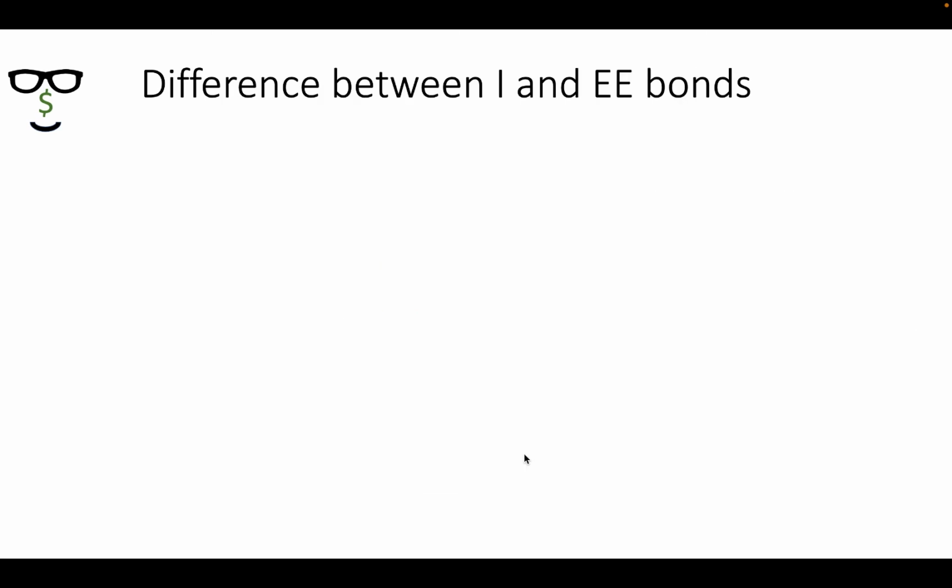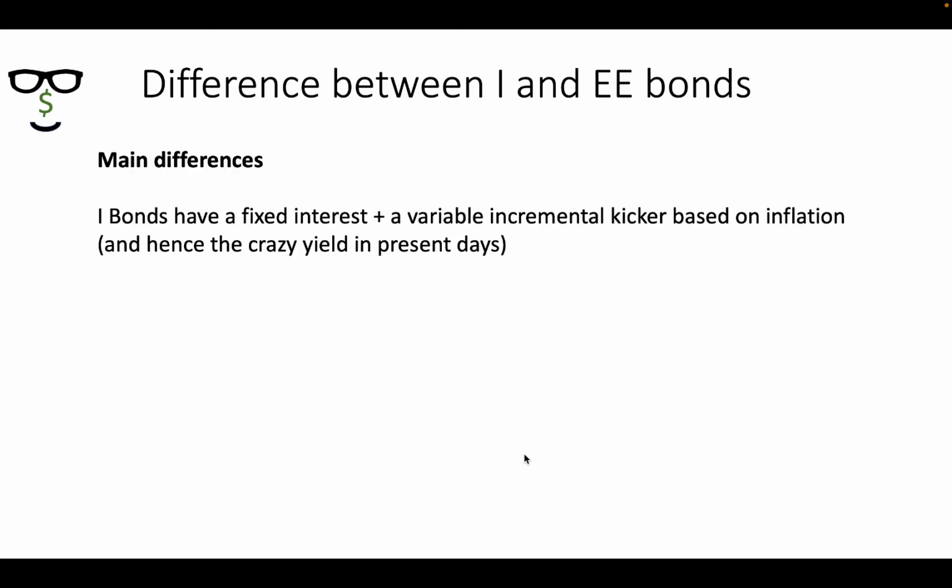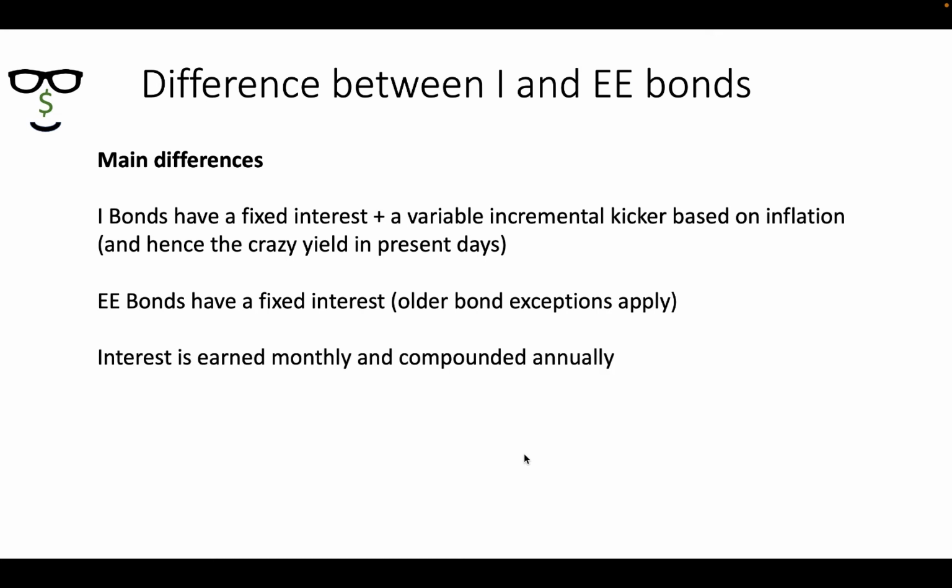We talked about two kinds of bonds, the I bond and the EE bond. What is the difference? Well, the main difference is that the I bonds have a fixed interest that the government pays, and there is a little bit of an incremental kicker based on inflation, which explains why you're getting 9.62%. The EE bonds pretty much have a fixed interest. There are some very oddball exceptions of bonds issued before 1995 and all of that. We're going to skip that. But all I want you to remember is the I bond is fixed plus an incremental kicker, and the EE bonds have a fixed interest.